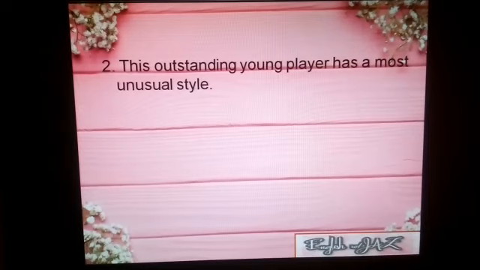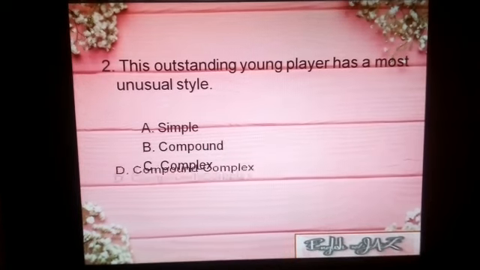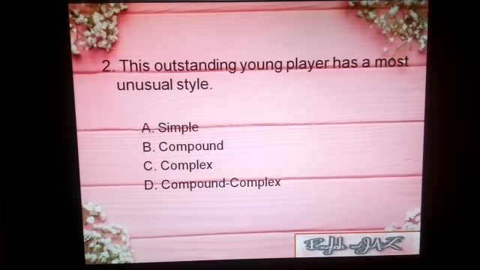Let us now proceed to our sentence number 2. This outstanding young player has a most unusual style. So what is this? Is this a simple, compound, complex, or compound complex? Looking at the sentence, it contains only one idea with a subject and a predicate, which makes this an example of a simple sentence.